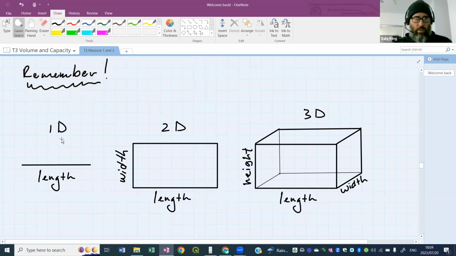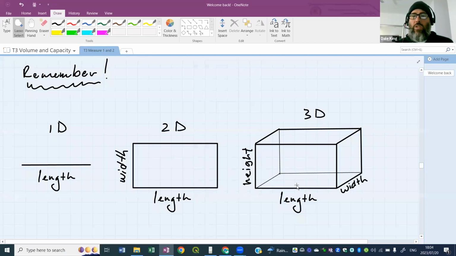If we are talking about 1 dimension, we're only talking about the length. If we talk about 2 dimensions, we're talking about the length and the width. That'll give us a 2D shape, a rectangular box, okay? 1D shape, that's just a line. 2D, that's a rectangle, all right?